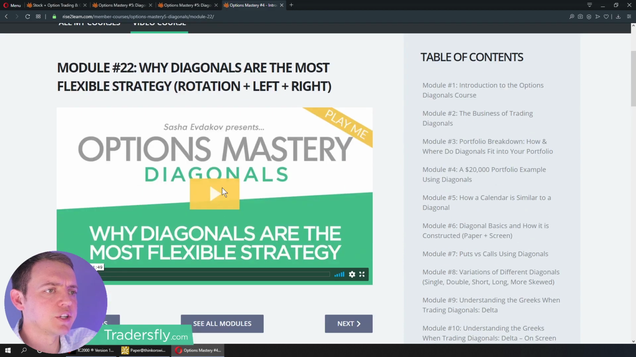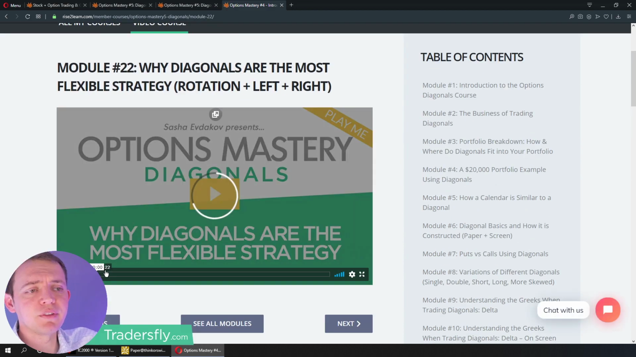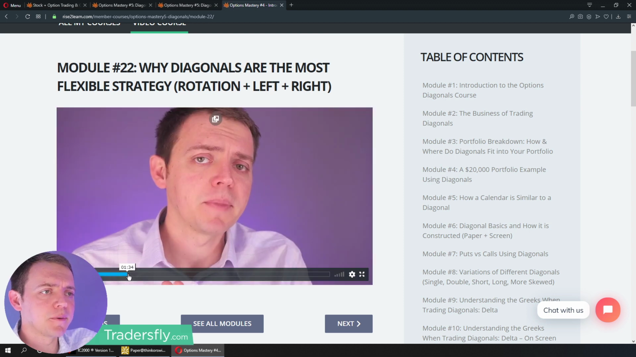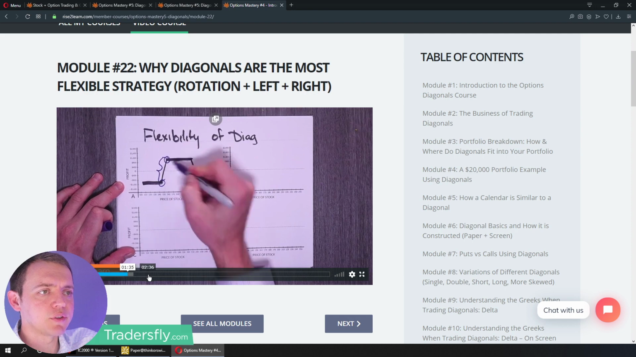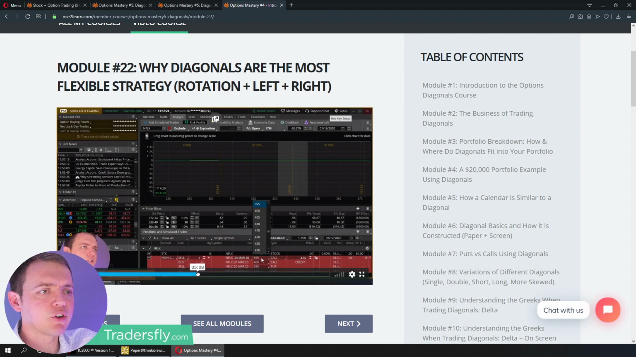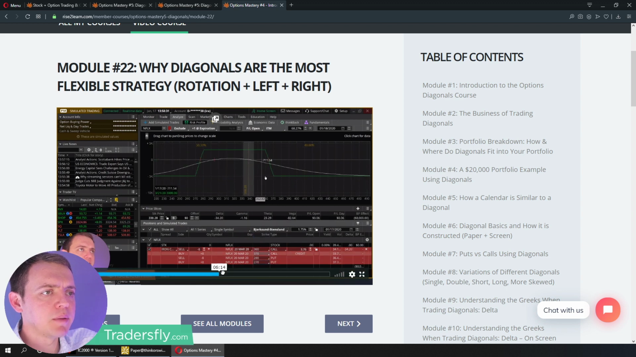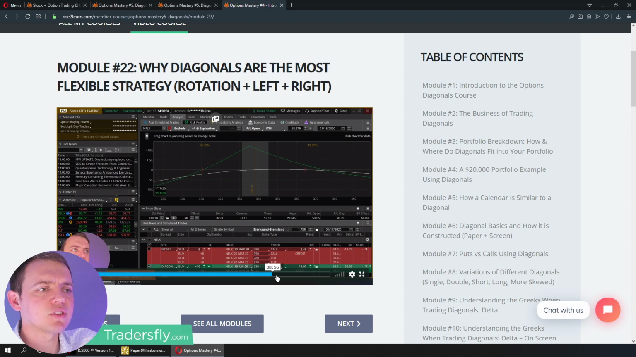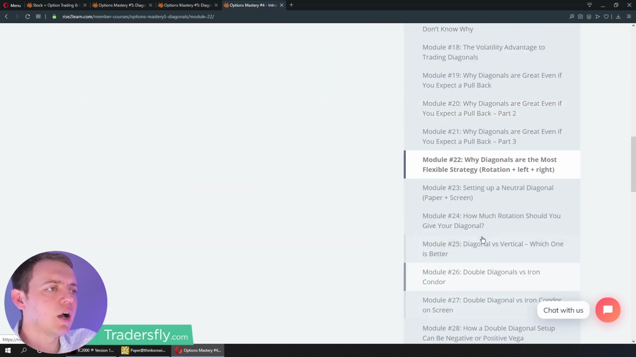Here's another one. Here's why this strategy is extremely flexible. I have a free video on this, but we go in even much more detail on this video right here talking about rotation, left and right, flexibility. Here's some diagrams and much more. And then we compare it to iron condors, and you can see there's a ton of meat and content and juice within these videos.